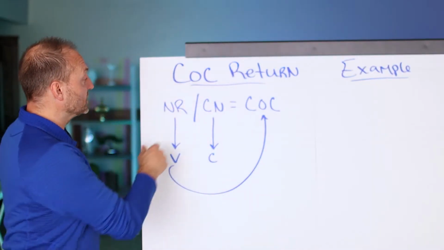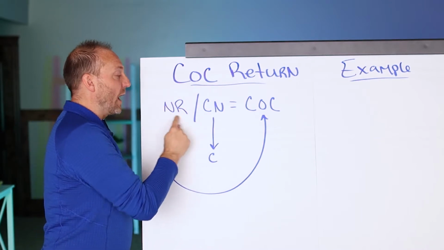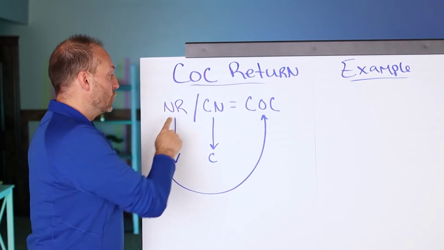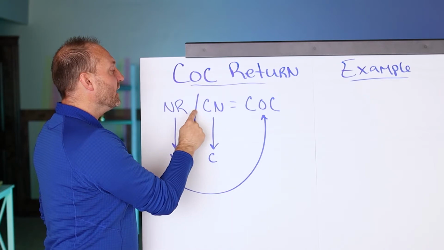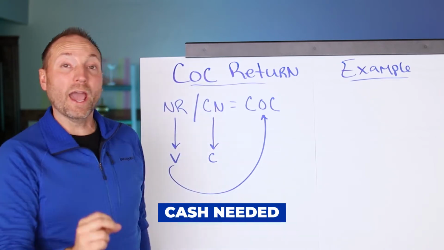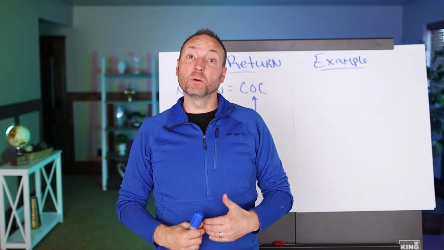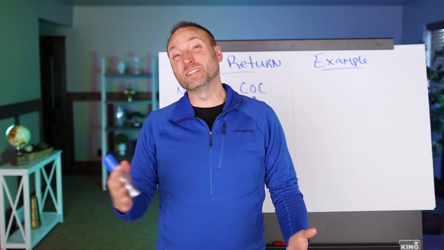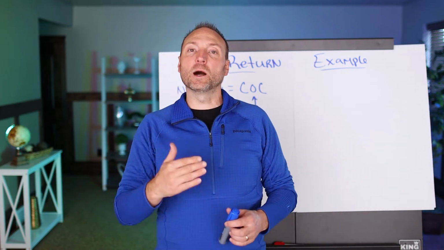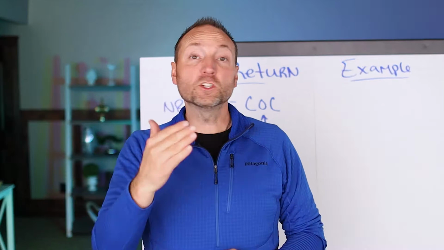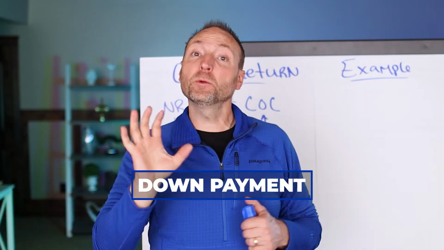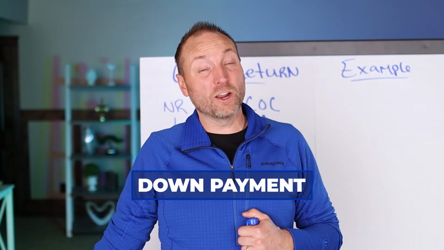So you take your net return, and this is the driving metric of your cash on cash. You take your net return and you divide it by CN, or cash needed. Cash needed is how much money you had to put into this deal to actually make the deal happen. And cash needed comes from a couple different places. The first thing in cash needed is your down payment. How much money do you have to put down to make the deal actually happen?